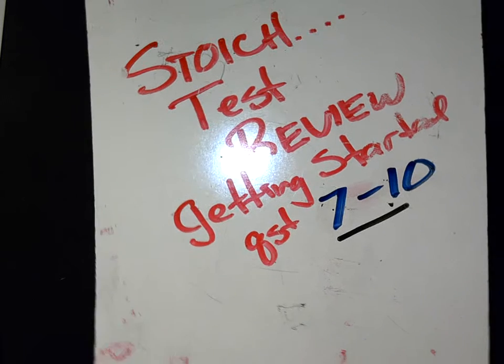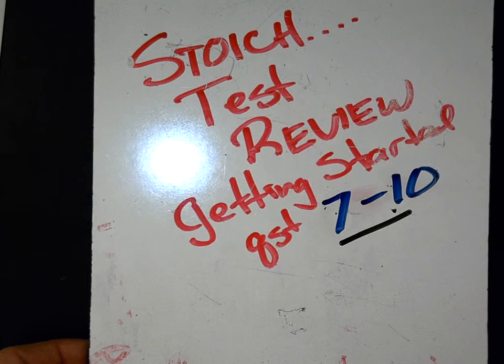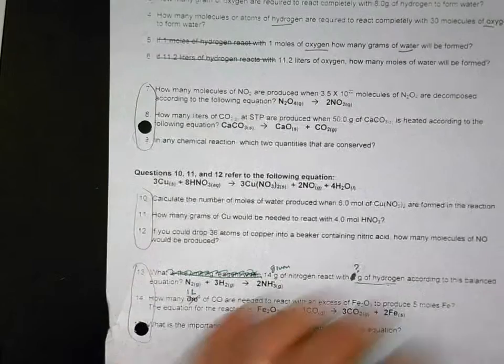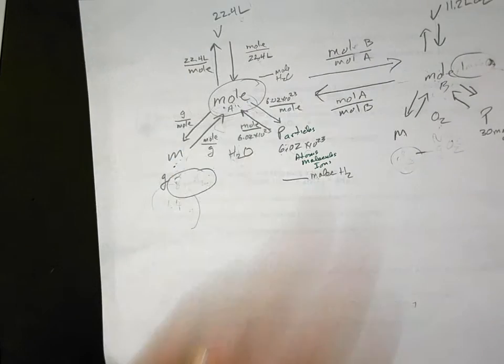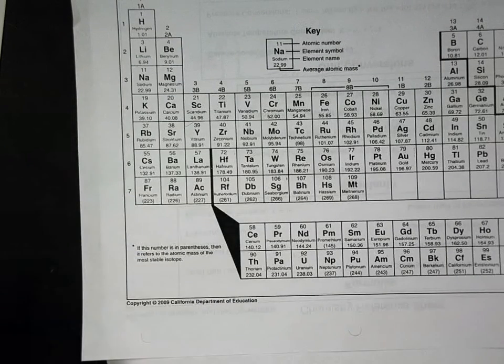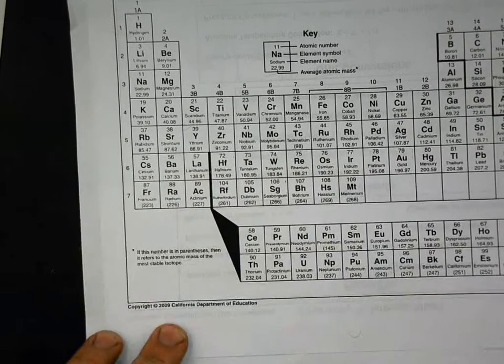And whenever you do these, whether it's on the test or practice at home, first off, you need to have your question sheet, in this case, the review sheet. You need to have your roadmap of the mole. Make sure you have this ready to go to help you. And a periodic table, because you're probably at some point going to be asked to figure out molar masses.